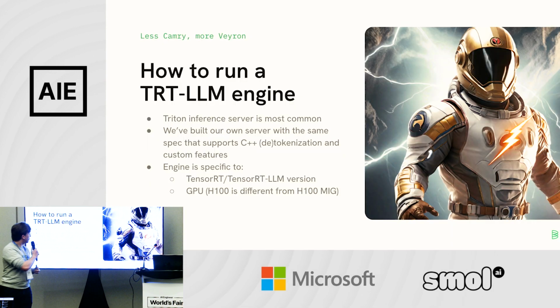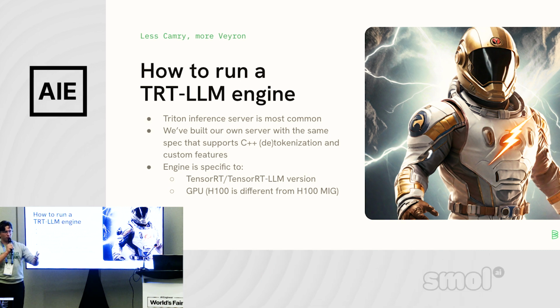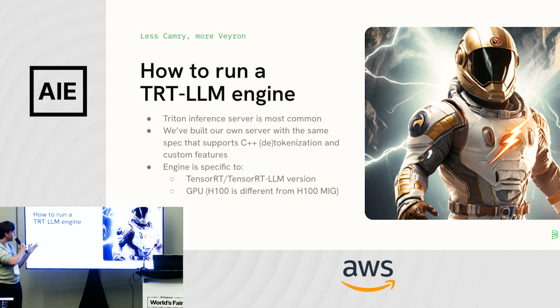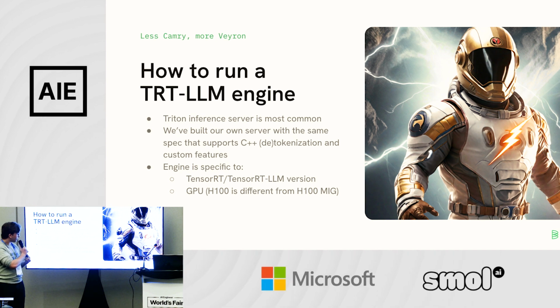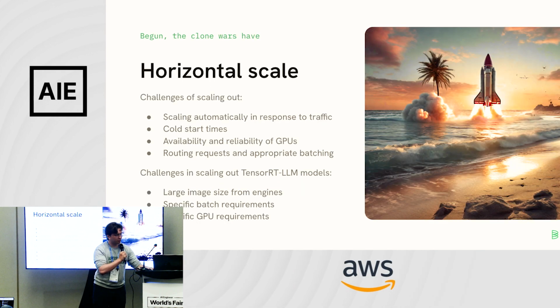So how do you run a TensorRT engine? You use something called Triton, the Triton Inference Server, and that's what helps you take the engine and actually serve requests to it. We're actually working on our own server that uses the same spec, but supports C++, tokenization, detokenization, custom features for even more performance. But as we've talked about, the engine is specific to versions, GPUs, batch sizes, sequence lengths, all that sort of stuff. So that causes some challenges when you're running it in production.